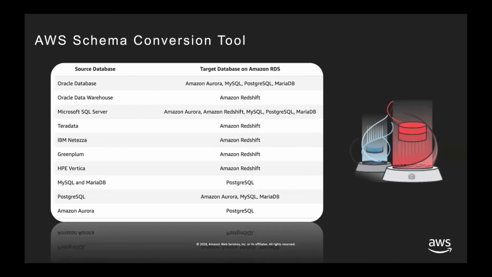Here's a chart of what works with what in terms of the source and data out. So you see a lot of your data warehouses, your Netezzas, your Greenplums, your Verticas can all be targeted to Redshift. Your MySQL and Postgres can be moved into Aurora, etc. And then for SQL Server, you have the options of Aurora, Redshift, MySQL, Postgres, or MariaDB. So a lot of different options there.